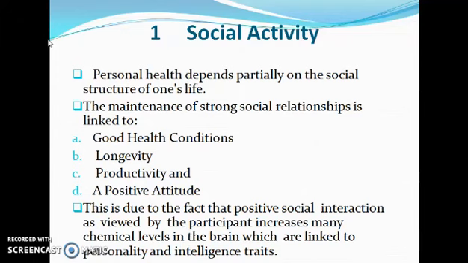Social activities. Personal health depends partially on the social structures of one's life. The maintenance of strong social relationships is linked to number 1, good health condition. Number 2, longevity. Number 3, productivity. Number 4, a positive attitude. This is due to the fact that positive social interaction increases many chemical levels in the brain, which are linked to personality and intelligence traits.